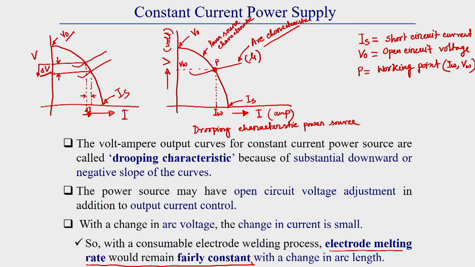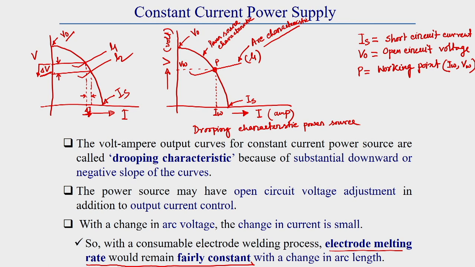Arc length change means voltage will change. If this changes, the change of current will be marginal, that is why the melting rate will be almost constant, that means fairly constant for this power source.